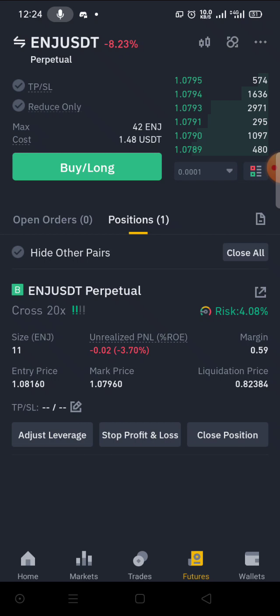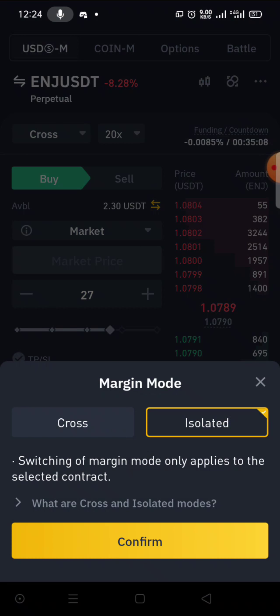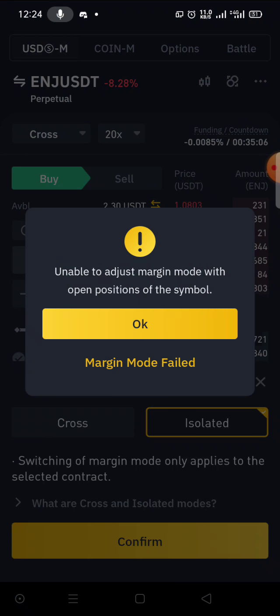I strongly advise you not to use the cross when you want to trade futures, especially when you have enough fund there and you don't want to use all of them for trading. So you don't use the cross. Now this will take me to the isolated. Just understand the difference between the isolated and the cross.